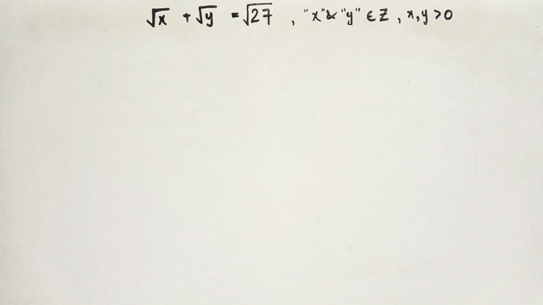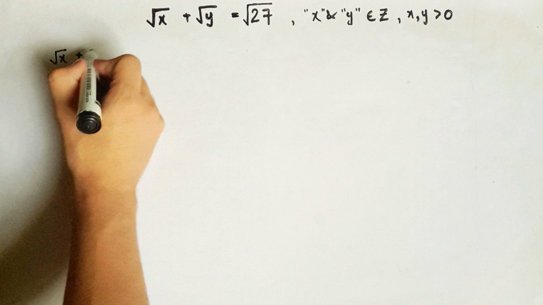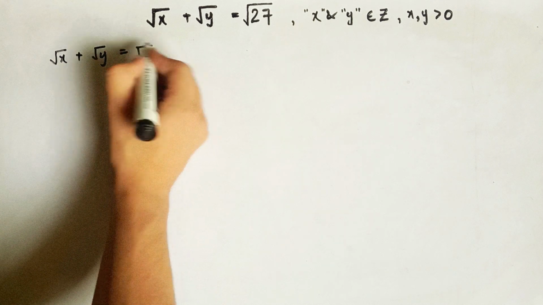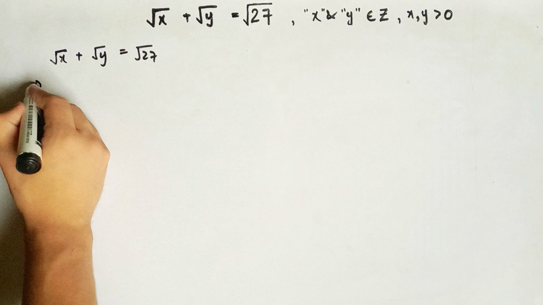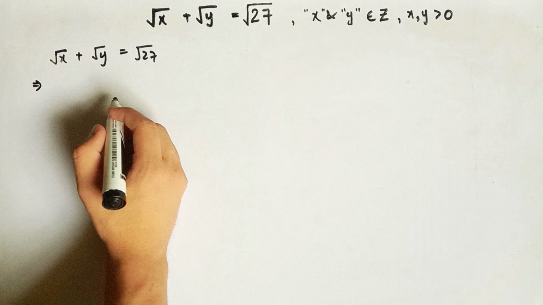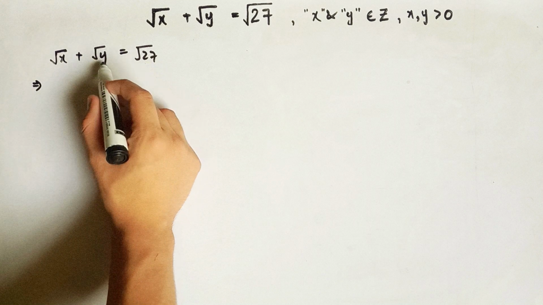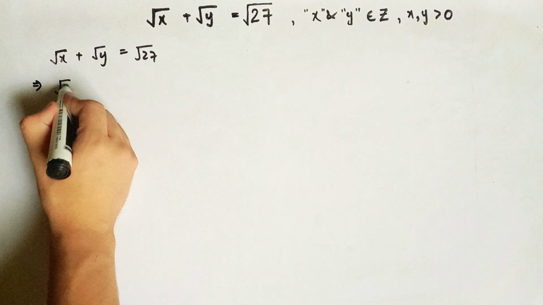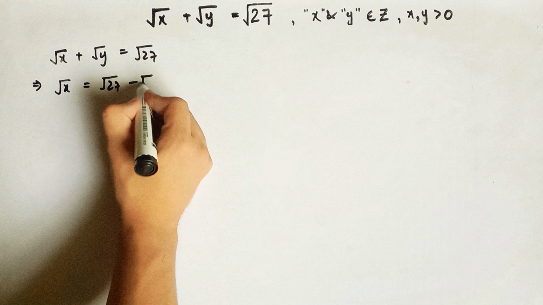So let's start with this equation, and let me write this equation again. Over here we have root of x plus root of y equals root of 27. Now I can square this equation to get rid of this square root, but before that let me move this root of y to the right hand side, and we have root of x equals root of 27 minus root of y.